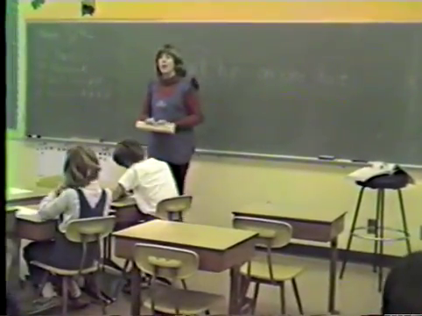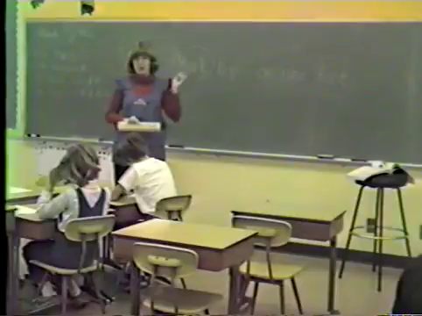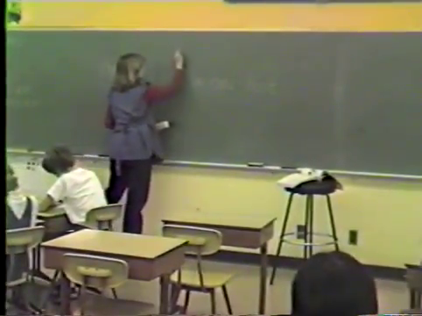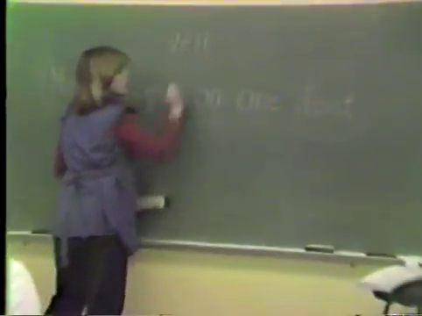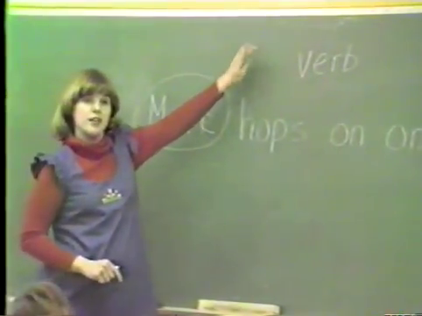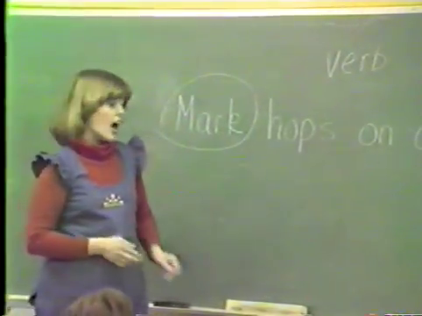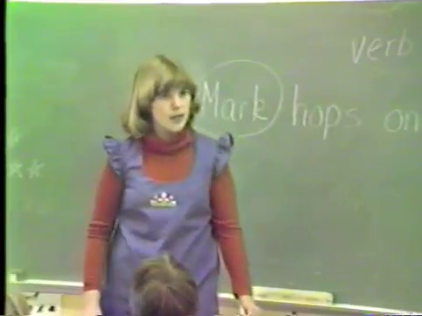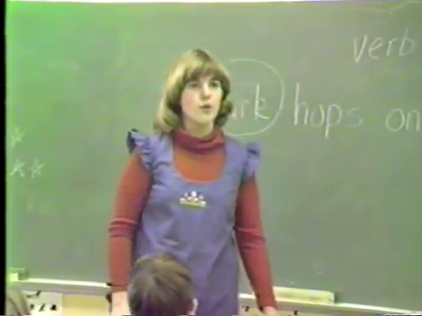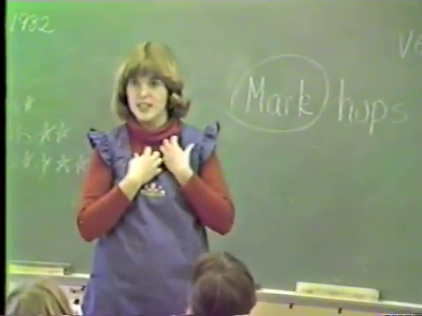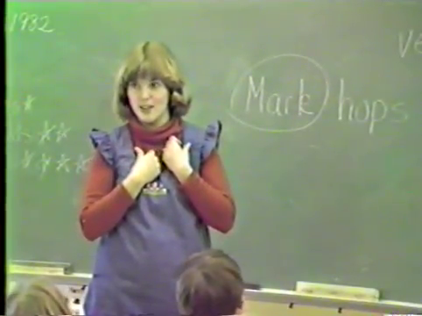Today, we're going to learn about a new type of word that's found in every sentence, and it's called a verb. Can you say that, please? Verb. One more time with your eyes up here, please. Verb. A verb is an action word. What's a verb? Action word. Right. A verb describes some sort of action that someone or something is doing.